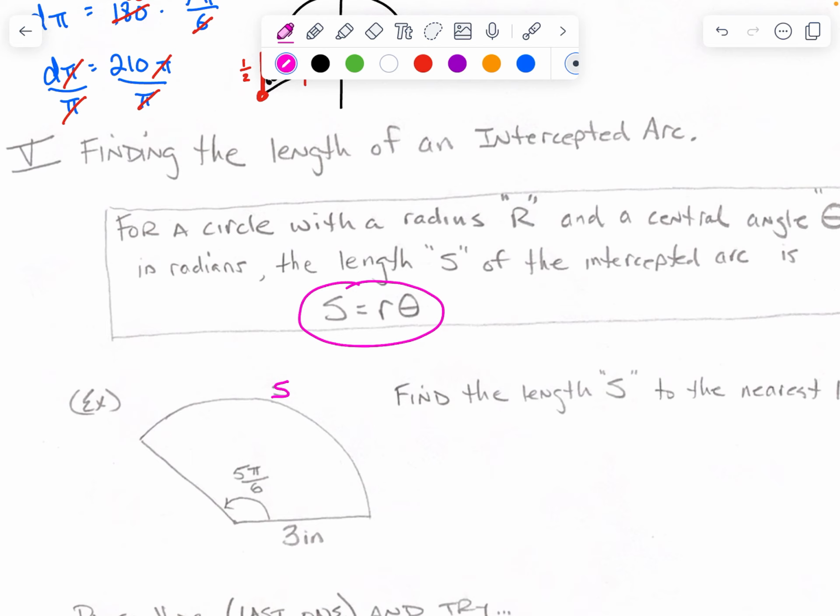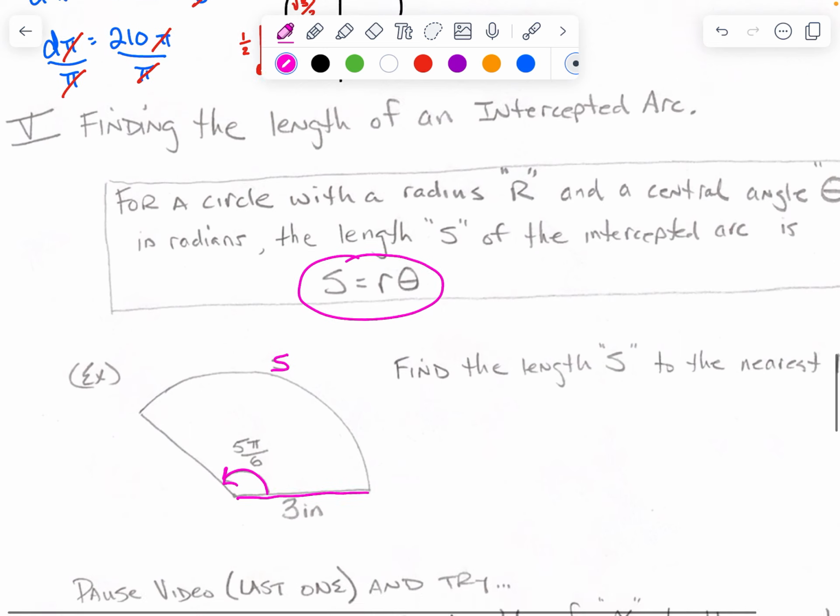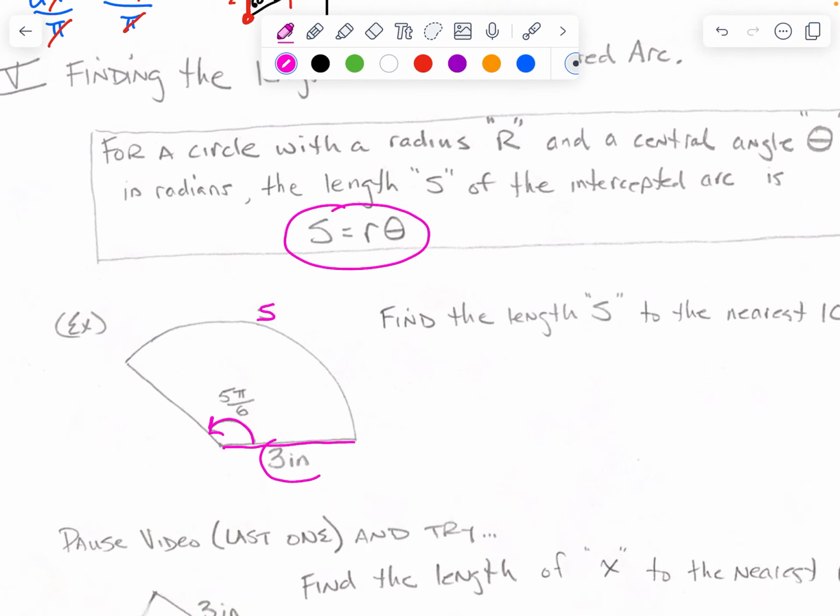I don't know why we use the letter S for that, but we do. R stands for radius, that's easy to understand. And theta stands for the angle in radians. It does have to be in radians. Okay, so all we need to do is multiply our radius times the number of radians, and it will tell us how long this edge is. It'll give us the length of this intercepted arc.